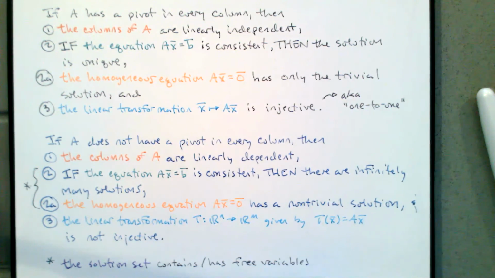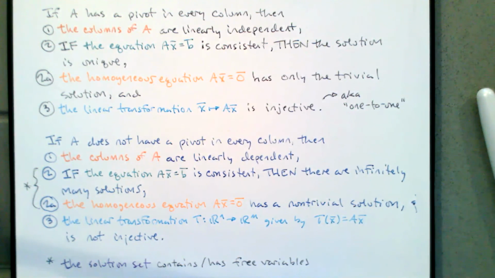If A, the matrix, does not have a pivot in every column, then if the equation AX equals B is consistent, then there are infinitely many solutions. Once again, we are not guaranteed the existence of solutions, but if there are solutions, there will be many solutions. If A does not have a pivot in every column, then the homogeneous equation AX equals 0 has a non-trivial solution.